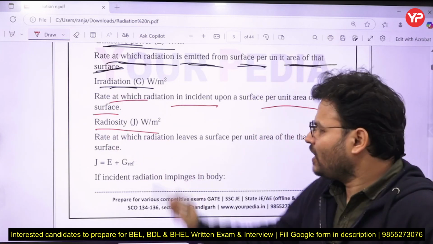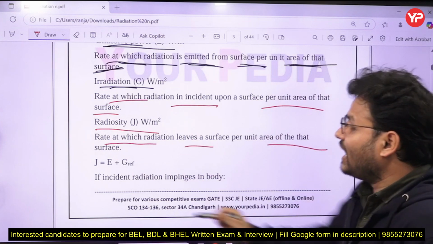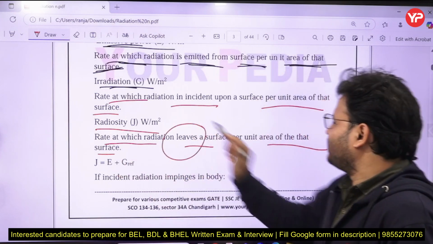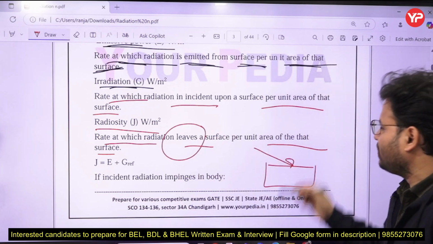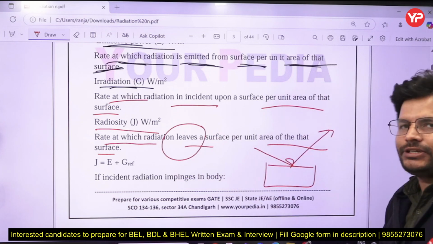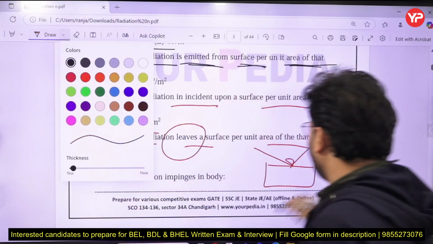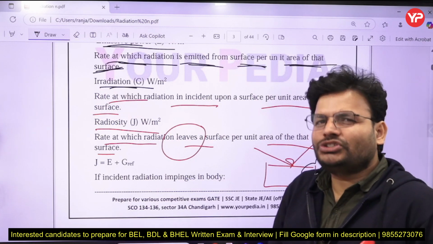What is radiosity? The rate at which radiation leaves the surface per unit area of that surface. If you talk about what leaves, which one is it? This is the surface, this is the incident radiation, or you can say the irradiation. This is reflected back, right? And as I told you, there is emission also. This is going to be emitted.